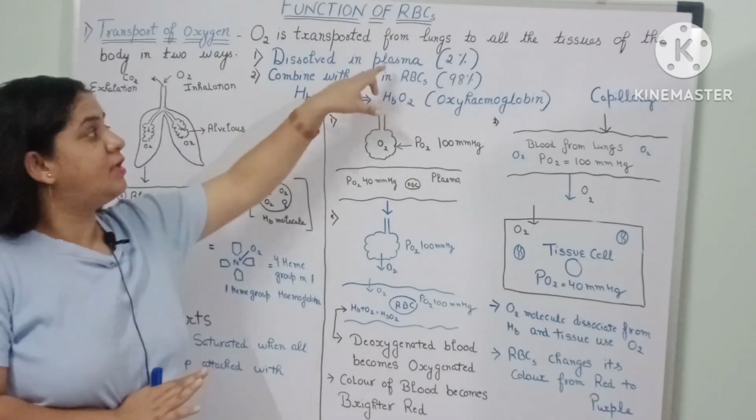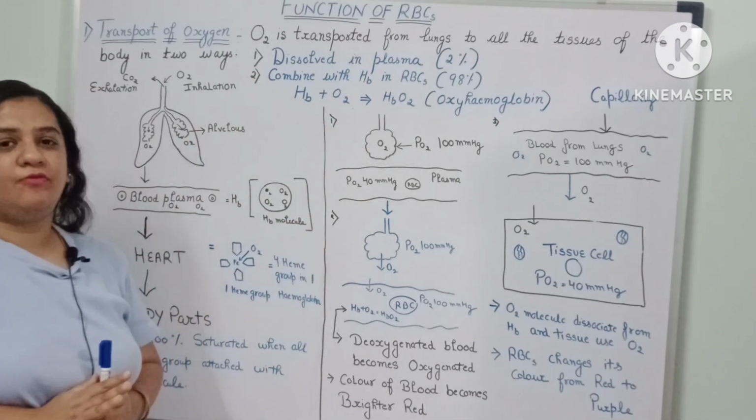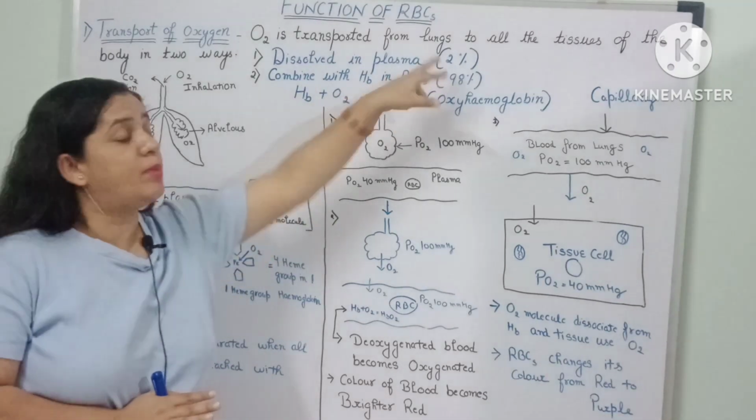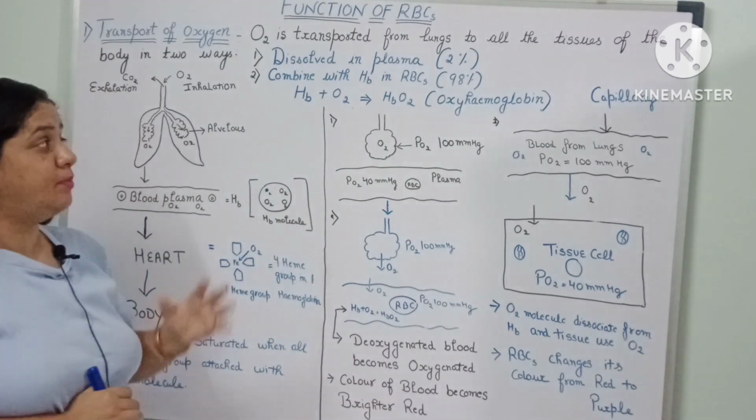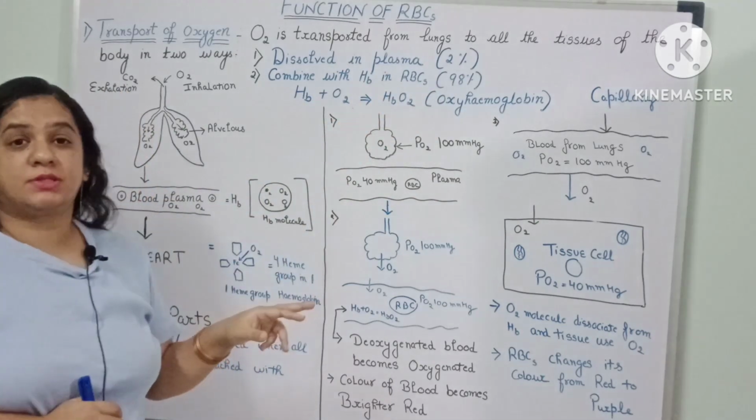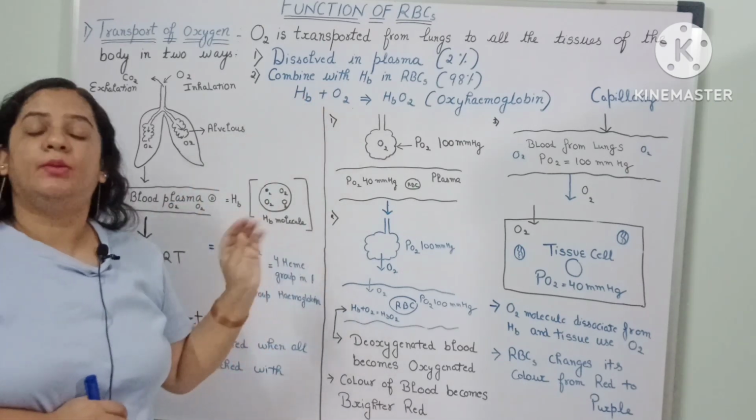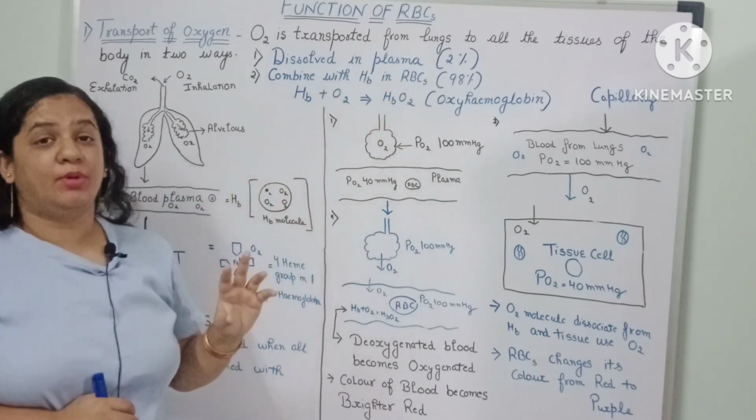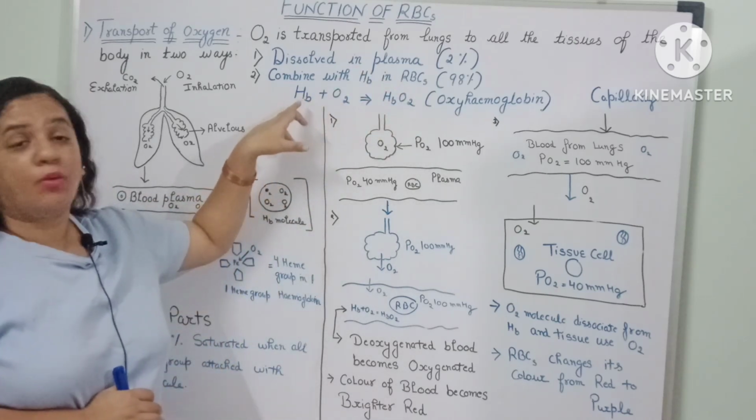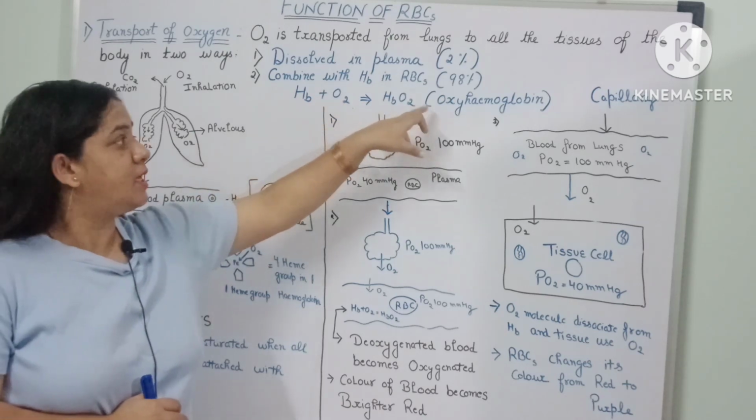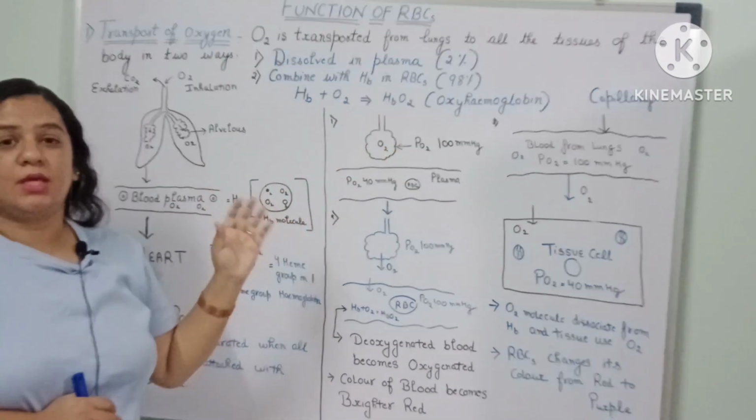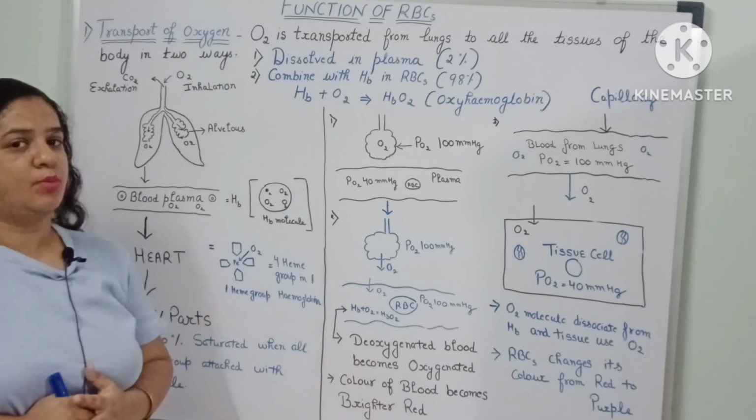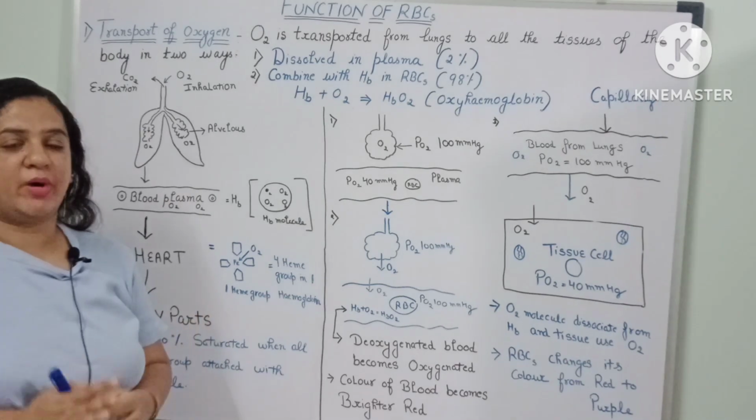Number one is dissolved in plasma. So in our blood we have plasma that is fluid in nature. In blood plasma, 2% of the oxygen gets dissolved, and the major 98% of oxygen combines with hemoglobin. And what is hemoglobin? Hemoglobin is a kind of pigment protein that is present in red blood cells. When oxygen combines with hemoglobin it forms oxyhemoglobin, and then this oxyhemoglobin carried by red blood cells is transferred to all the tissues and organs of the body, where oxygen is utilized by the cells.